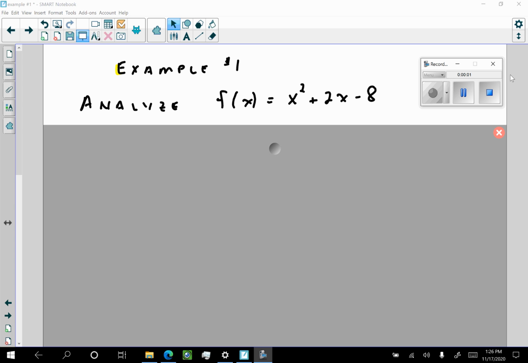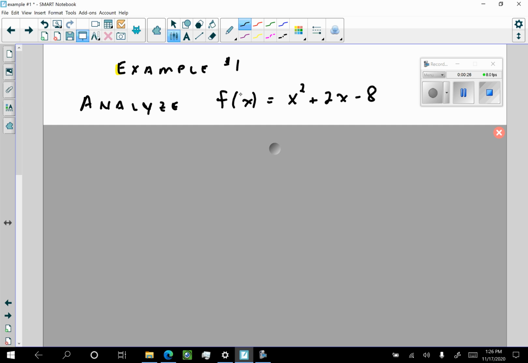Okay, ladies and gentlemen, out there in Algebra 2 land, let's look at a very simple example of analyzing a quadratic function. We're going to analyze this very simple quadratic, x squared plus 2x minus 8. We're going to go top to bottom. I'm going to have my notes out. You should have your notes out to see what we're going to do.